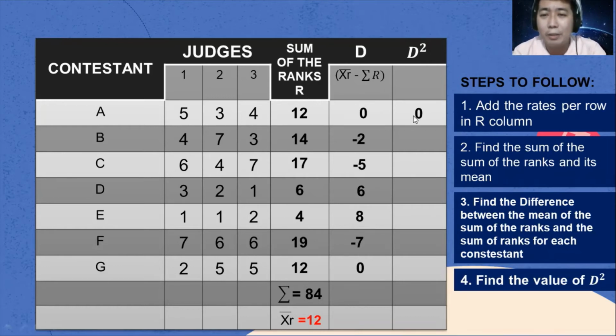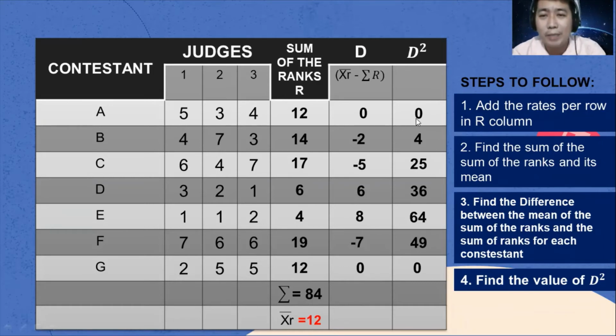0 times 0, that is 0. Negative 2 times negative 2, that is 4. Negative 5 times negative 5, that is 25. 6 times 6, that's 36. 8 times 8, that is 64. Negative 7 times negative 7, that is 49. And 0 times 0, that is 0.